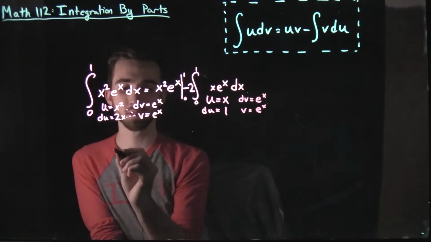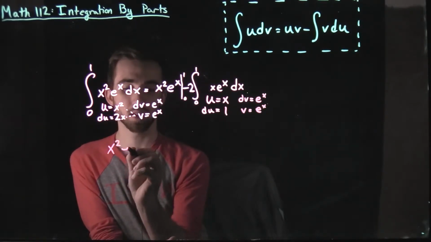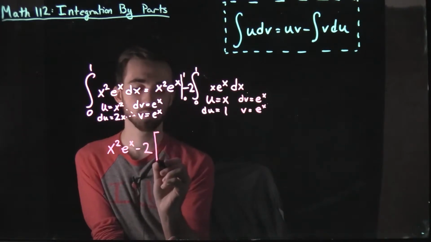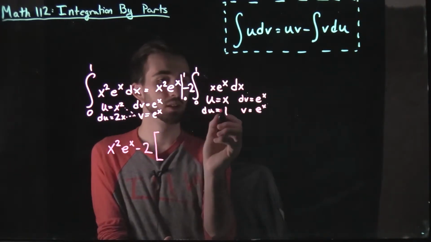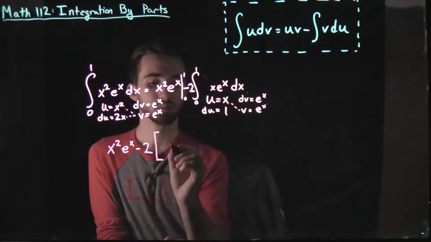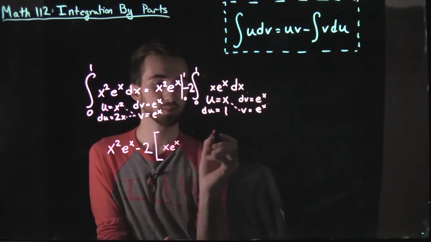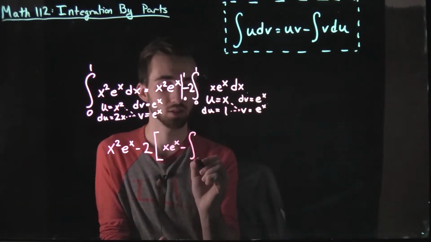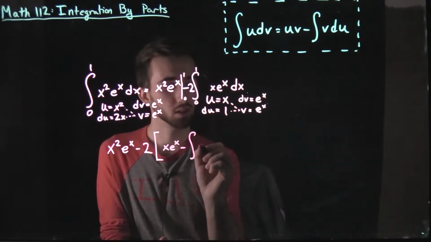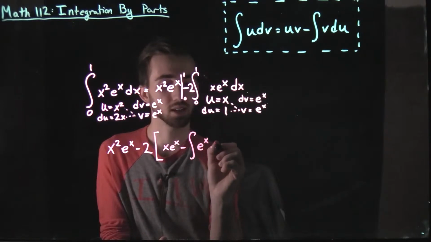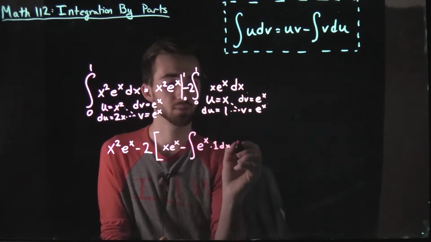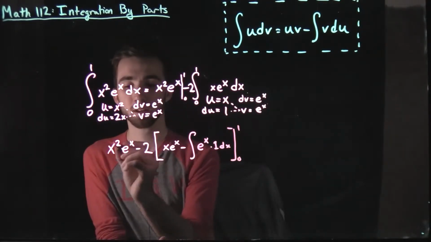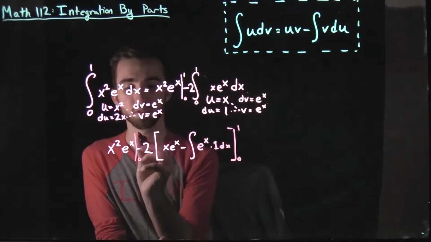So I'm going to bring it down. So we start with x squared e to the x minus 2 times u times v, x e to the x, du times v minus the integral of e to the x times 1 dx. The full thing is evaluated from 0 to 1. This is also evaluated from 0 to 1.